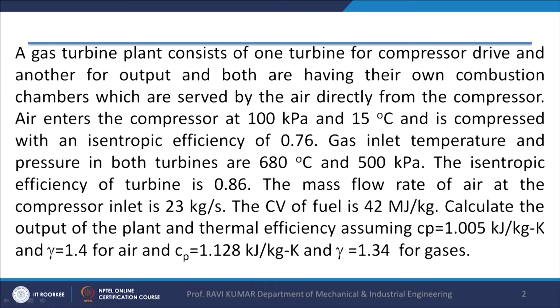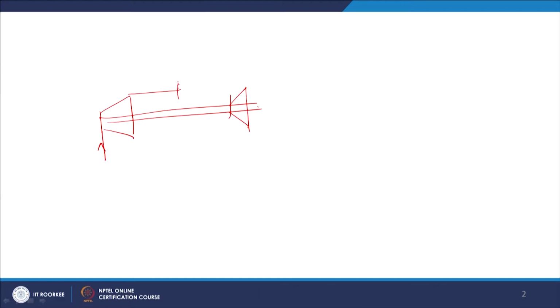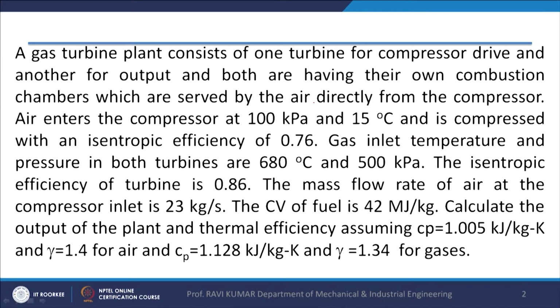So both are having their own combustion chamber. One combustion chamber is here, and another combustion chamber is also there. And from this turbine, we are getting the output. Output is attained from turbine 2, and T1 is specifically used for driving the compressor. So, output of T1 is going to the compressor, output of T2 is being used by the consumer. Each has its own combustion chamber, which are served by the air directly from the compressor. So, the air for both the combustion chambers is directly coming from the compressor, right.